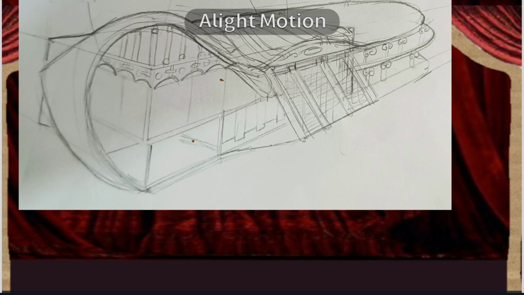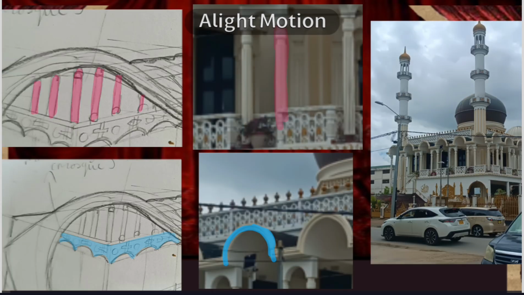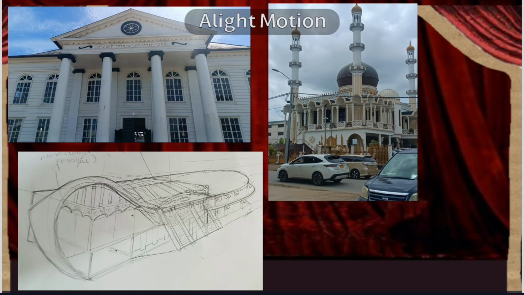It has a dynamic shape, especially with the curve, and on the left side you see elements inspired by a mosque, like the vertical pillars and the arch, and on the right you see elements of a synagogue, such as the diagonal pillars that provide rain cover and the decorative front ornament. This mix of architectural features gives the building both cultural and visual balance.